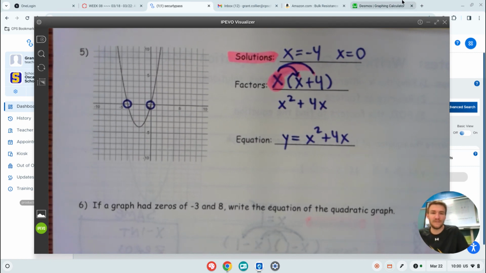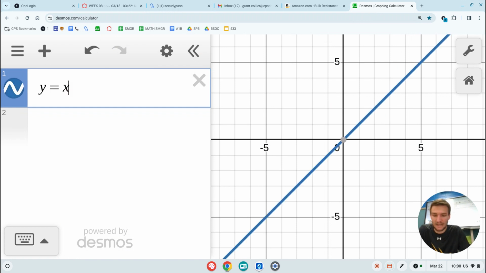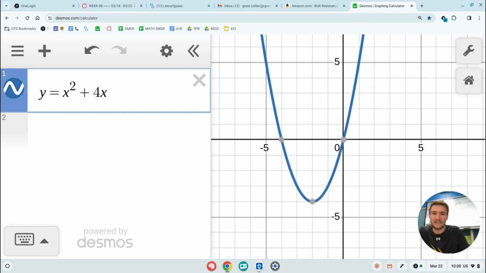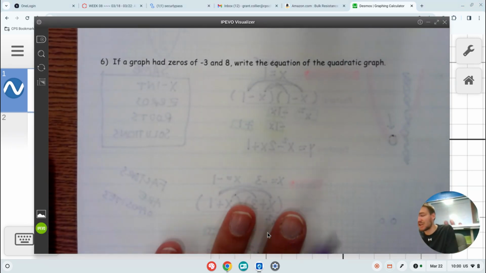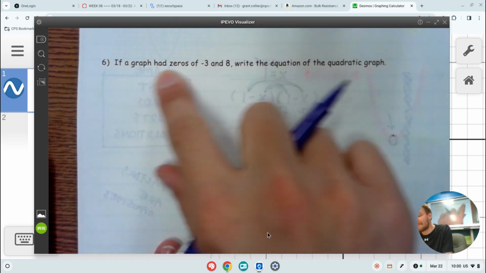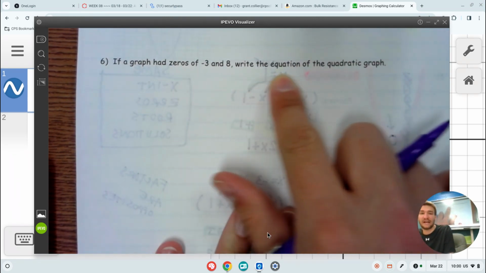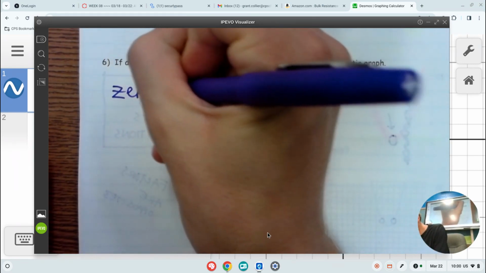And just to prove to you that this works, on Desmos, y equals x squared plus 4x. That is exactly how our graph looks. It crosses -4, it crosses 0. Perfect. All right, this last one down here says, instead of showing you a graph, if a graph had zeros of -3 and 8, write the equation. So start with the zeros.